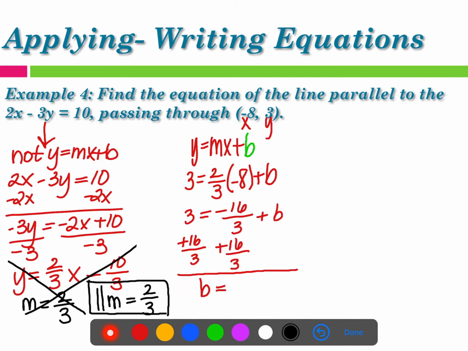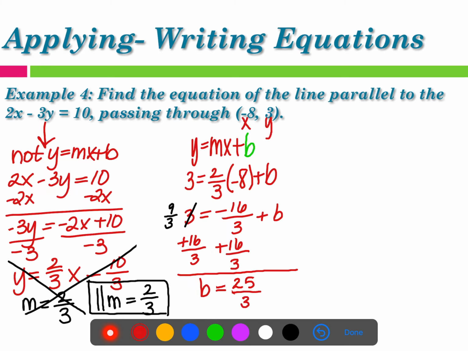Okay, so now I'm trying to add fractions here. I would have to make a common denominator if I'm doing this by hand. If you're doing it in your calculator, you can just plug it in. But this is equivalent to 9/3. So when I add these together, I can just add across the top.